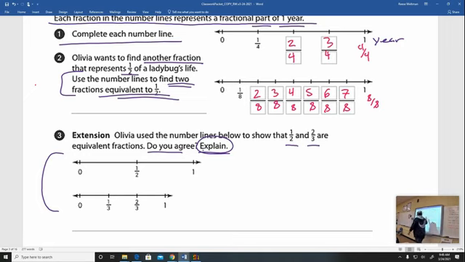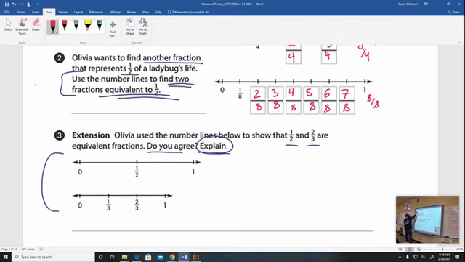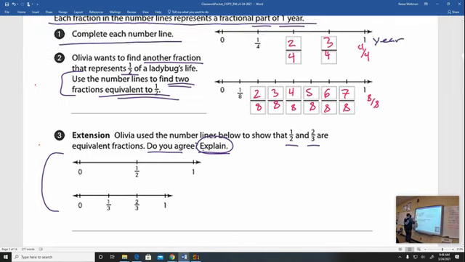Now, first, before we figure out our two equivalent fractions to 1/2, because that's what we were asked, use the number lines to find two equivalent fractions to 1/2. Let's see, are there any boys out? I don't think so. Right. So before we do that, let's see what lines up. Let's see what lines up.